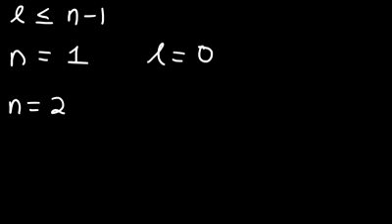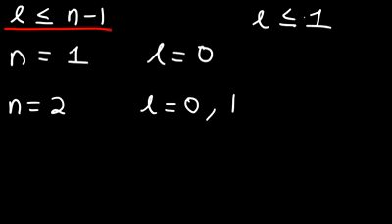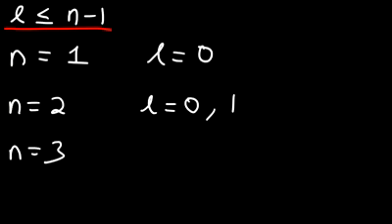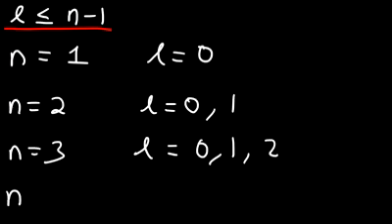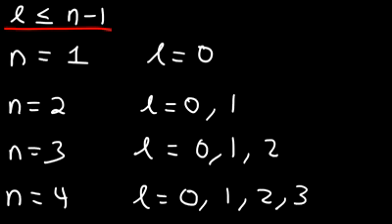Now when n is 2, according to this equation here, L has to be less than or equal to n minus 1, or 2 minus 1, which is 1. So that means L could be 0 or 1. And this expression will be true. Now what about when n is 3? When n is 3, the maximum that L can be is 3 minus 1, or 2. So L can be 0, 1, or 2. When n is 4, L could be 0, 1, 2, or 3.